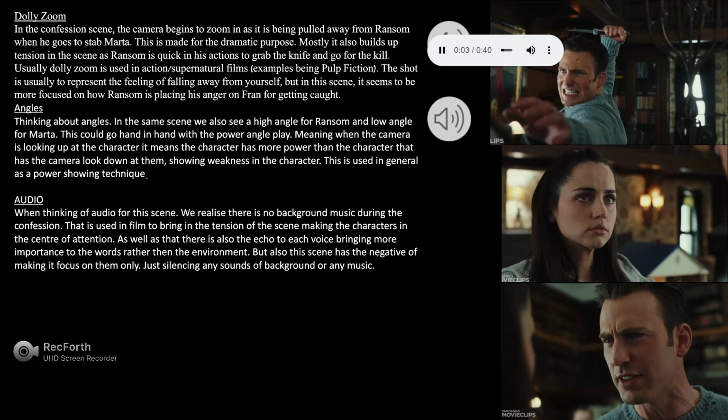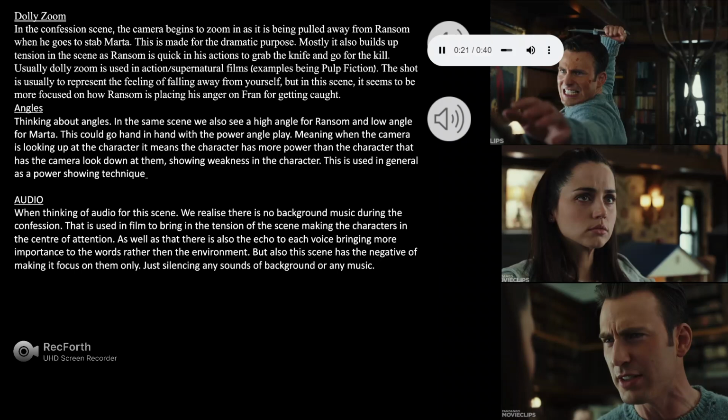Ransom's confession scene, Knives Out 2019. In the confession scene, the camera begins to zoom in and is being pulled away from Ransom when he goes to stab Martha. This is made for the dramatic purpose to build up the tension in the scene, as Ransom seems to act more with anger and he's ready to kill.